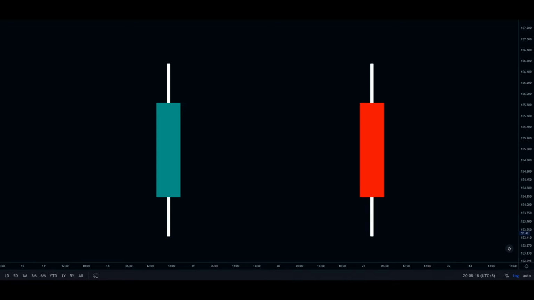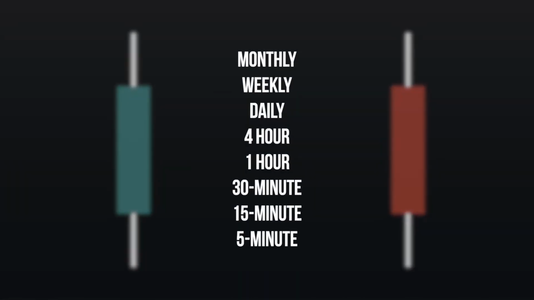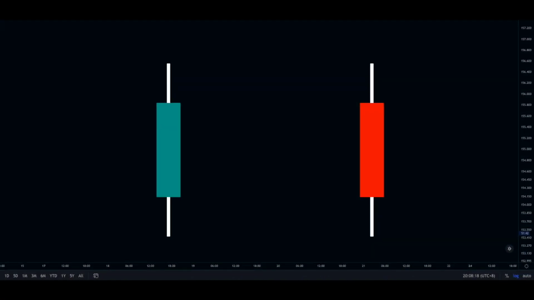Yes, the life of the candle, as each candle represents a time frame. The time frames that we use most at Epic FX is monthly, weekly, daily, 4 hour, 1 hour, 30-minute, 15-minute, and 5-minute. Essentially, the life of a candle is determined by the time frame you're viewing. If you're viewing the 4-hour time frame, it means that a new candle is born every 4 hours. And if you're viewing the 1-hour time frame, it means a new candle is born every hour, and so on.